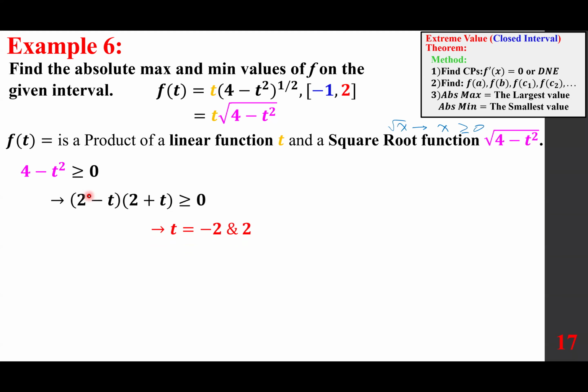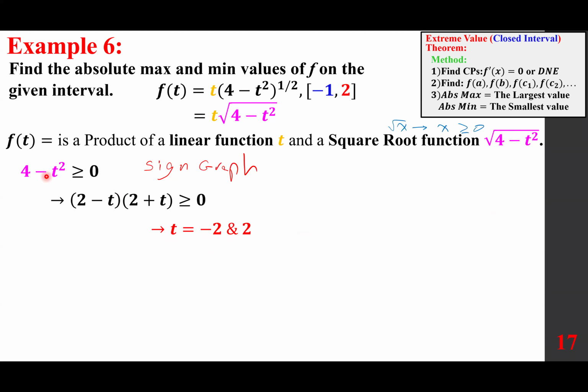Now, to understand where this function is positive, you go with a number line and use a sine graph. So we're going to use a sine graph, which consists of a number line from negative to positive infinity. At the bottom, we represent the independent variable x, t, whatever, this is t. And we put the numbers that we found here from smallest to largest. So from negative to positive infinity, and we put minus 2 and 2.